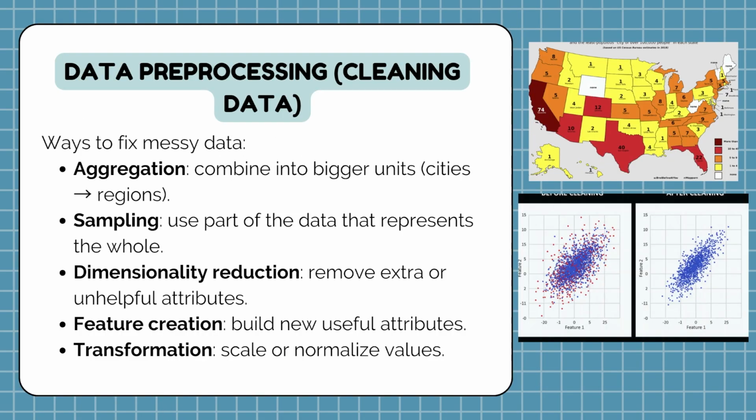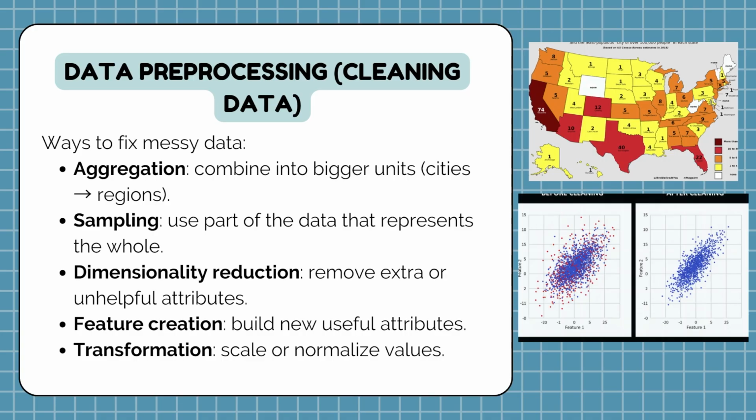Moving on to data preprocessing. To fix messy data, we do preprocessing. Some methods include aggregation, which is combining data. For example, instead of looking at every city separately, we combine them into different regions or countries, as you can see in the top image. Sampling is when we use only some parts of the data when the whole dataset is too big. If the sample is representative, it gives almost the same result as the full data itself.